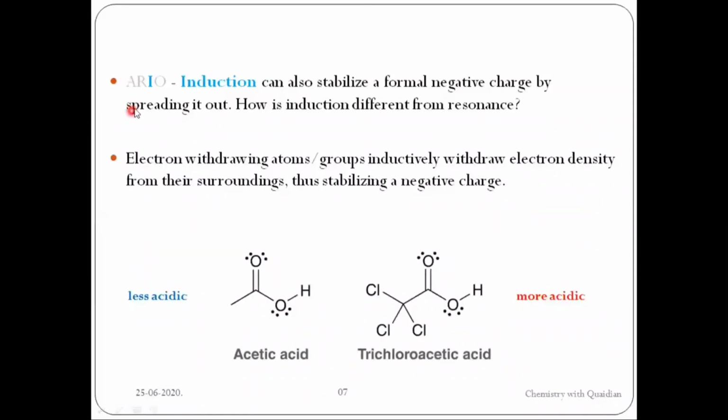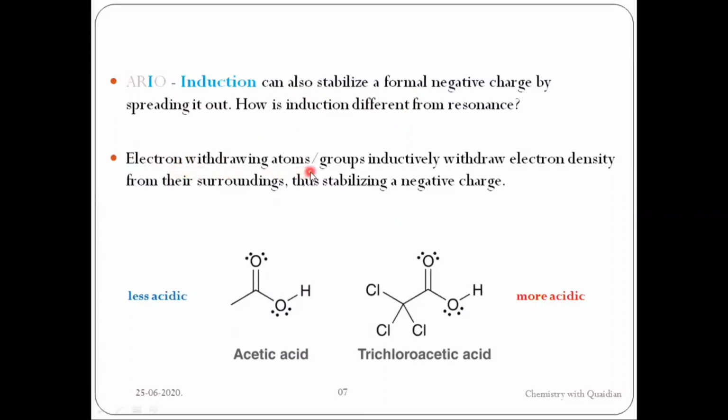The third factor in ARIO is induction, or the inductive effect. The inductive effect is the effect on electron density in one portion of a molecule caused by the electron withdrawing or electron donating groups elsewhere in the molecule. In a covalent bond between two atoms of unequal electronegativity, the more electronegative atom draws the electron density towards itself. So induction can also stabilize a formal negative charge by spreading it out. How is induction different from resonance?